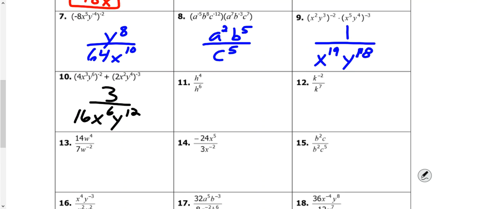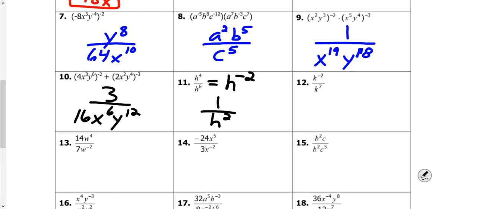So let's look at a different format as we look at 11 and 12. Here we're dividing. So remember last unit, or last lesson, we learned that when we're dividing, we subtract. So 4 minus 6 would give us h to the -2. So our real answer then would be 1/h squared.